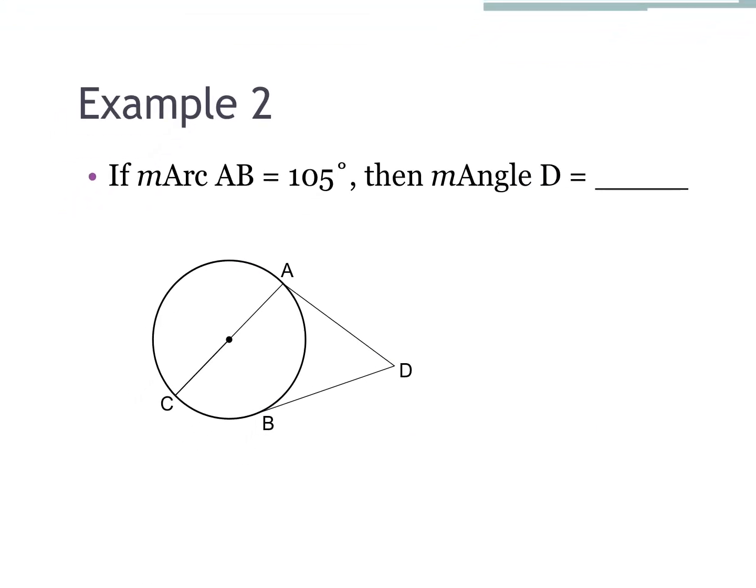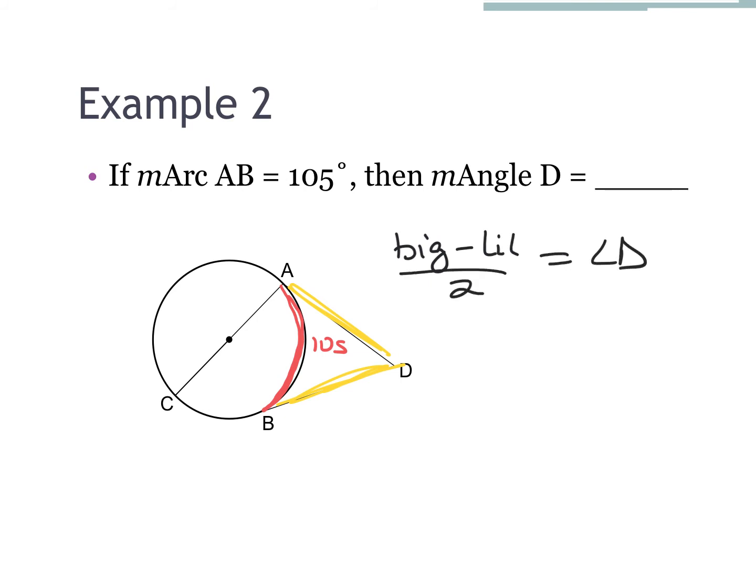So here it's telling us that if the measure of arc AB is 105, now notice there's only 2 letters here, so that tells me that it's referring to the minor arc here. So this is 105. Notice these 2 lines here. These are 2 tangent lines. So the formula I'm going to use to find the measure of angle D is going to be big arc minus little arc, divide by 2, will give me angle D. Now, I know little, the red is little.